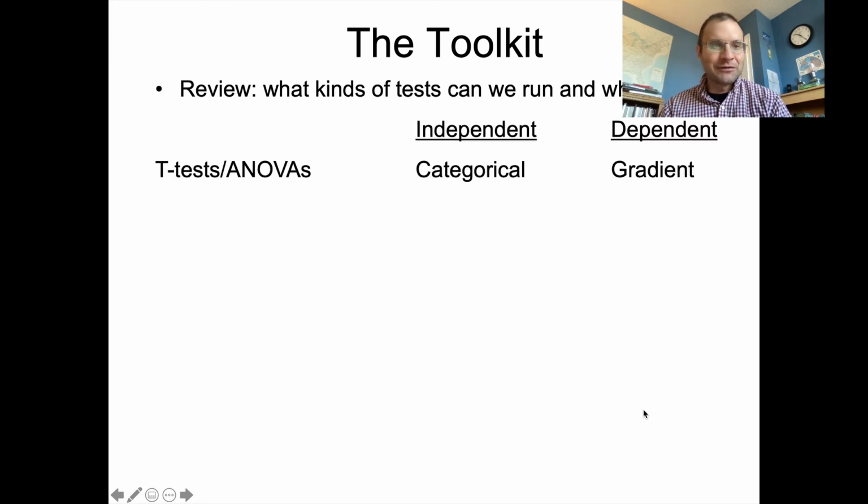And so, for instance, we've talked about t-tests and ANOVAs. So you can use those when your independent variable is categorical and your dependent variable is gradient.